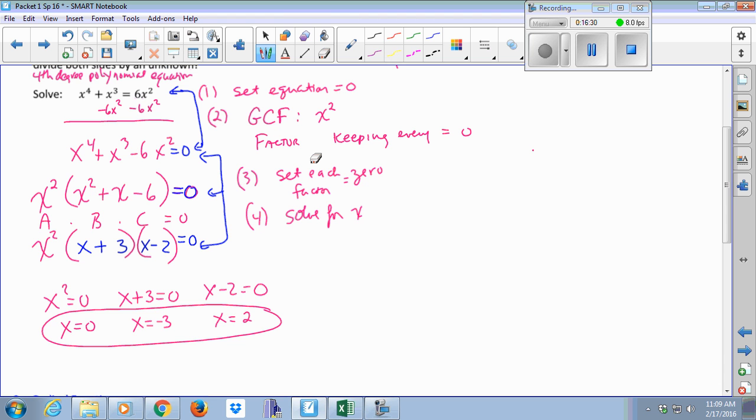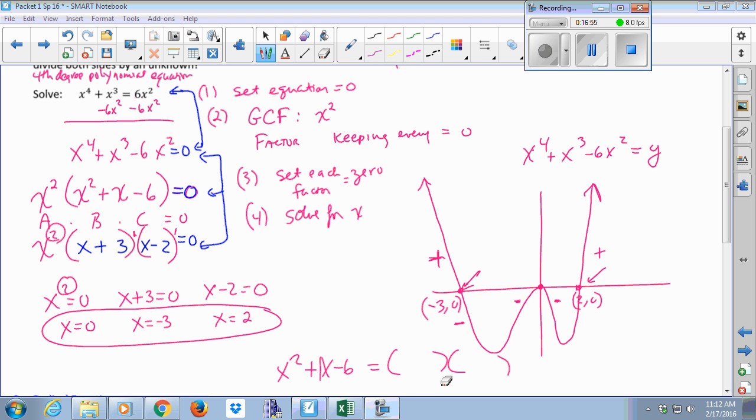Could it have 5 answers? Could have potentially 5. It will always have 5 what we call zeros, but they may not all be real, and some of them might be the same. So we say this has 4 zeros, but 3 of them are distinct zeros. And if you were to graph this, for this type of expression, it's unique.